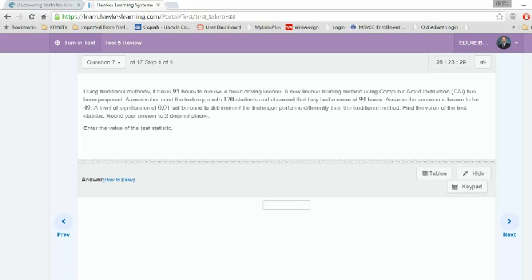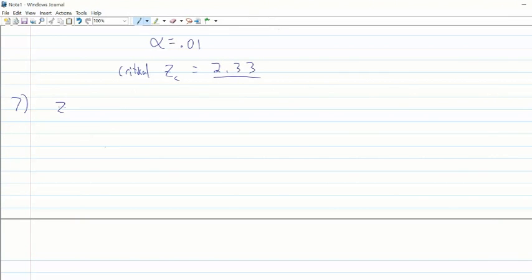Your N, the 170 students from your sample, is greater than 30. So this will be a Z test statistic. Z equals X bar minus mu over, remember, sigma sub X bar. So it's actually sigma divided by the square root of N. So those are the values we need.